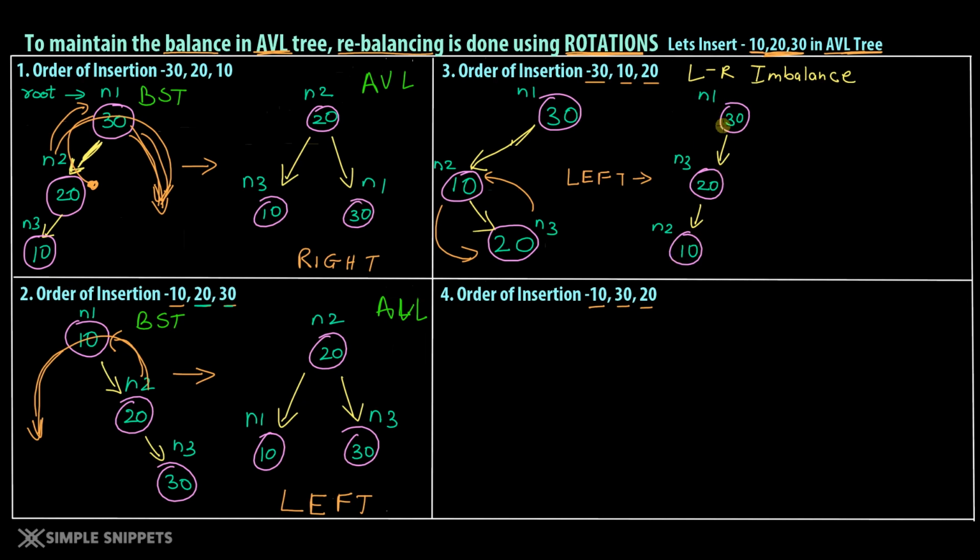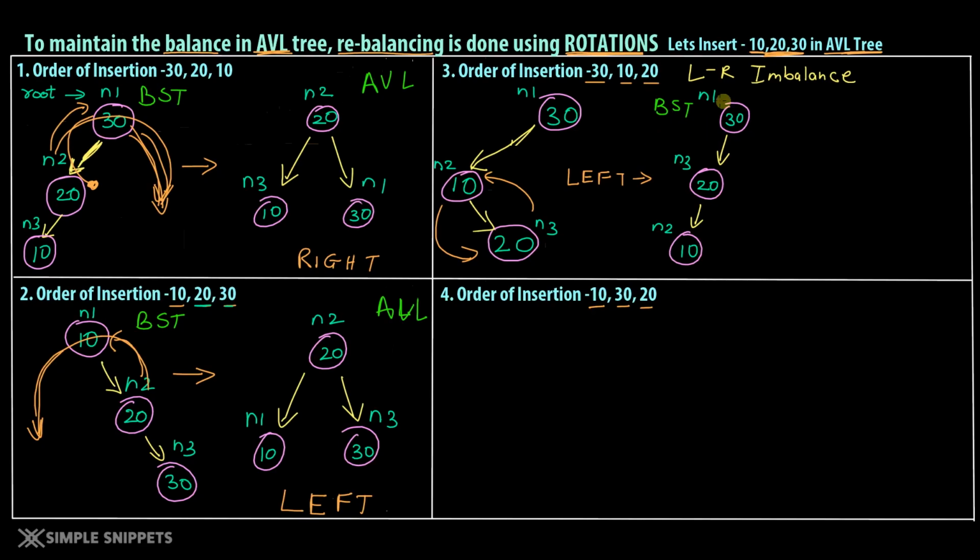Yes, because N1 is 30, its left child N3 is 20, which is smaller than 30. Again, for N3 we have a left child, 10. So 10 is obviously smaller than 20. So yes, this is a binary search tree. But is it imbalanced? Yes, because we don't have anything towards the right. So obviously it is imbalanced if you calculate the heights.